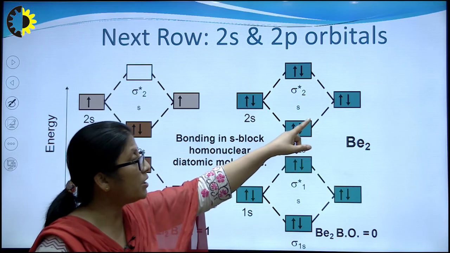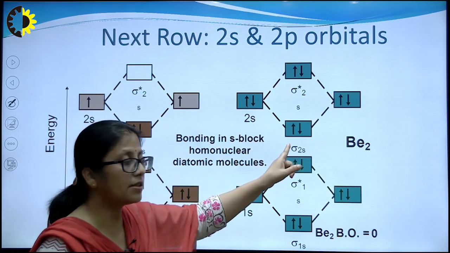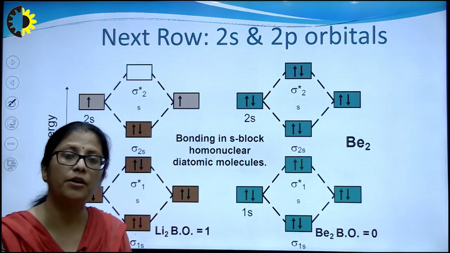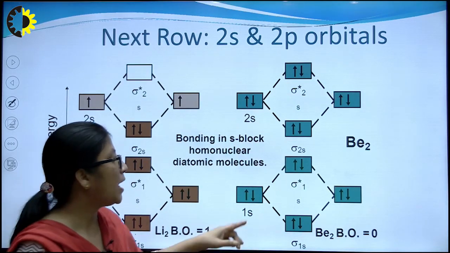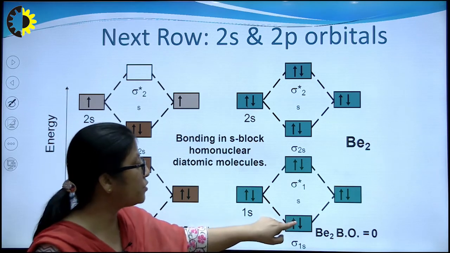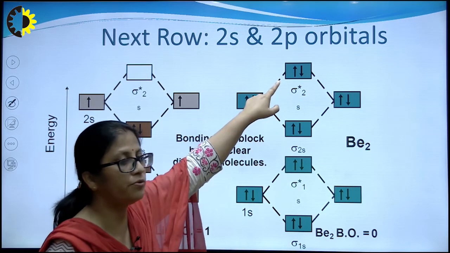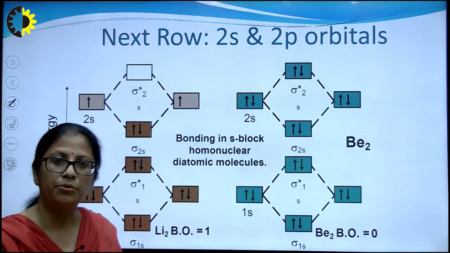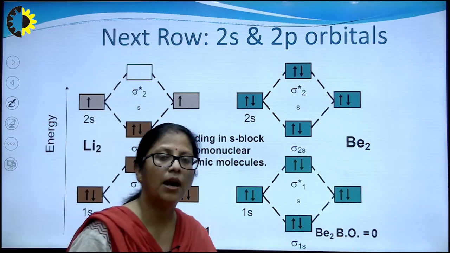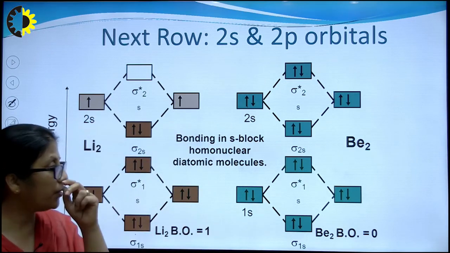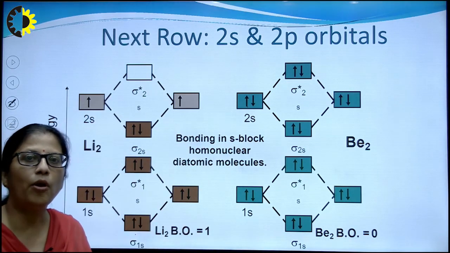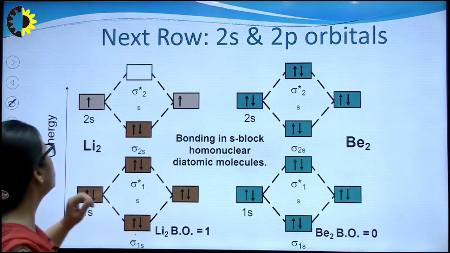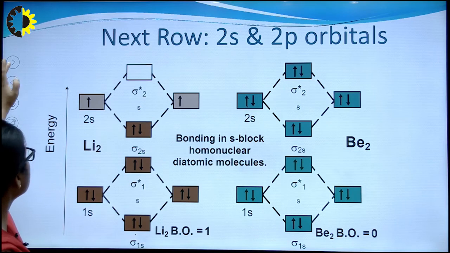Similarly, in the 2s orbital of the beryllium molecule, there are 2 electrons each. The first 2 electrons enter into the sigma 2s and the next 2 electrons enter into the sigma star 2s. So, bond order will be calculated as 2 plus 2, 4, minus 2 plus 2, 4. So, 4 minus 4 divided by 2, which comes out to be 0. Since the bond order is 0, the beryllium molecule will not show its existence. So, the beryllium molecule does not exist.